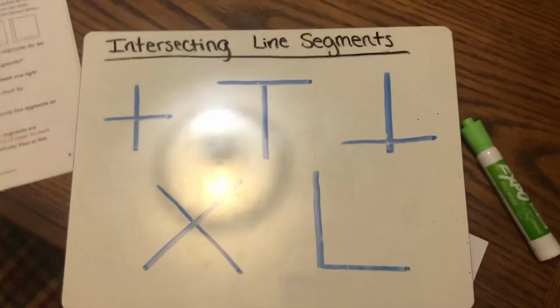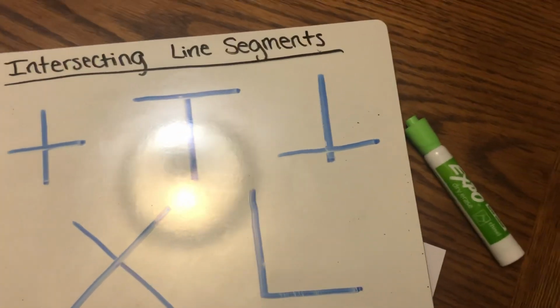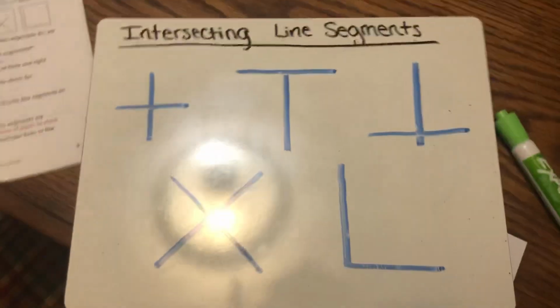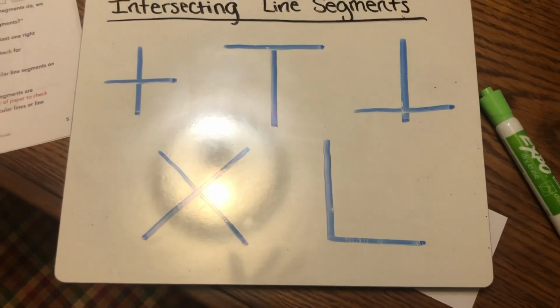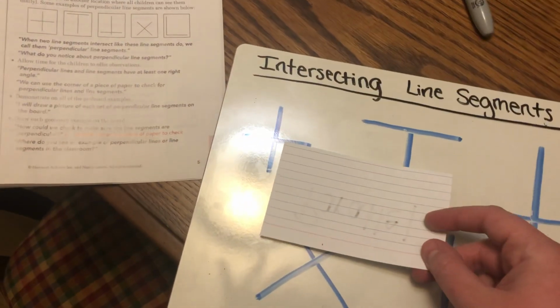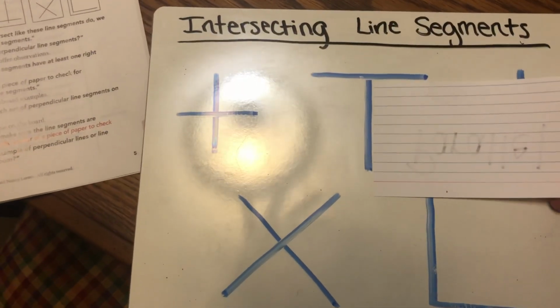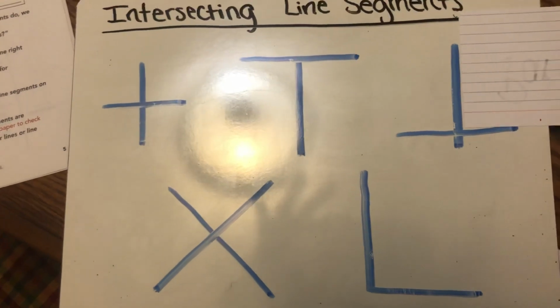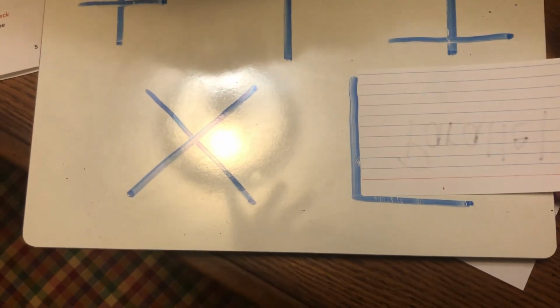All right, so here are some different examples of intersecting line segments. Okay, they all meet at a point somewhere. So one way to tell if a line segment is perpendicular or not is if you can put a piece of paper in one of the corners and it has a right angle and it fits, that's perpendicular. So that's perpendicular. That one's perpendicular. That's perpendicular. That's perpendicular. And this one is perpendicular.